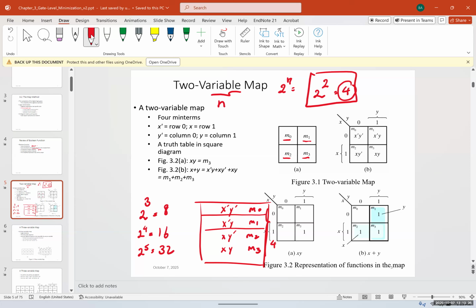And if I want to replace it with its minterm, m0 is equal to x prime y prime, m1 is equal to x prime y, m2 is xy prime, and m3 is xy. There's also another way that we can show this.